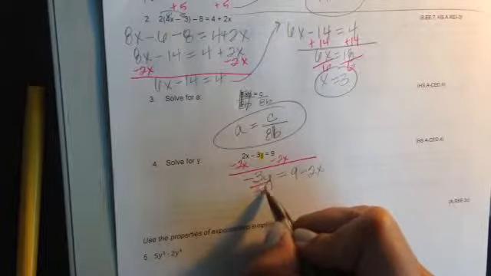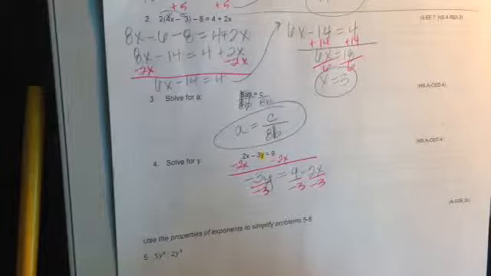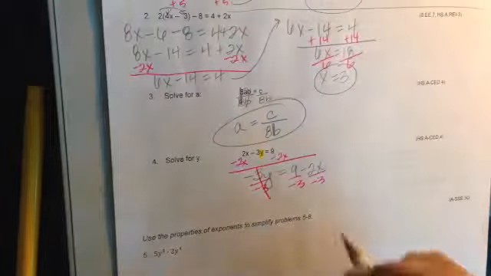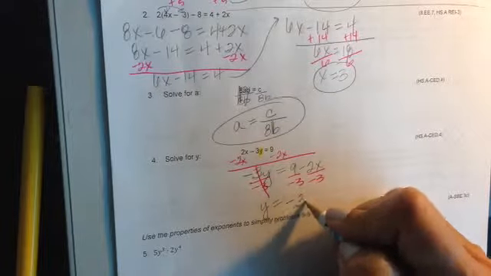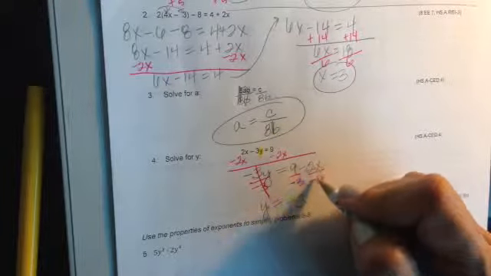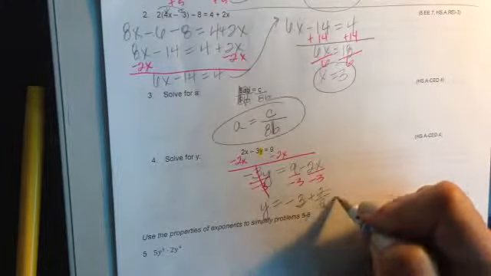I'm going to divide everything by negative 3. I'm going to divide every term on the right-hand side by negative 3. This is going to leave me with y alone. 9 divided by negative 3 is going to give me a negative 3. And then negative 2 divided by negative 3 is going to give me a positive 2/3 times x.